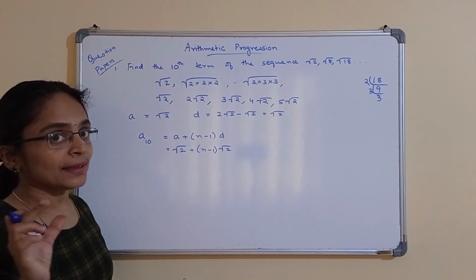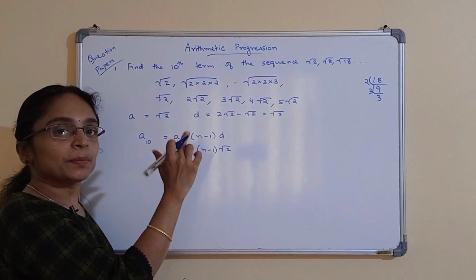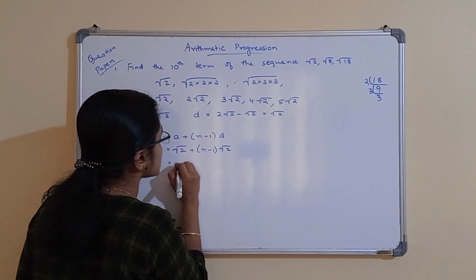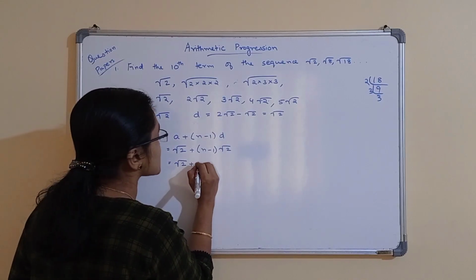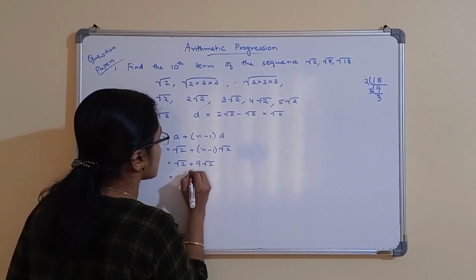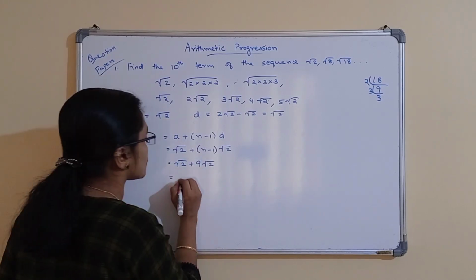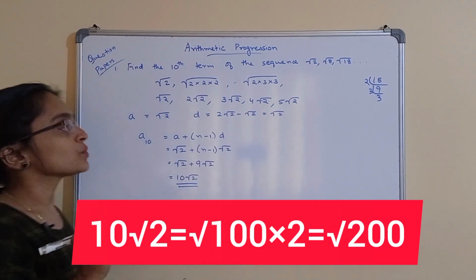So what is n here? N will be 10. 10th term means n will be 10. So this is equal to root 2 plus n minus 1, that is 10 minus 1, which is 9. 9 into root 2, which is equal to root 2 plus 9 root 2 is 10 root 2. So the 10th term will be 10 root 2.